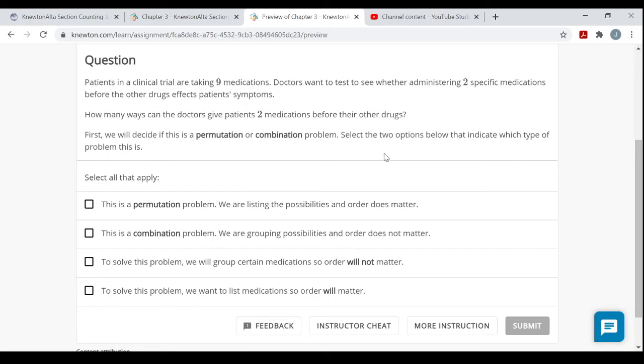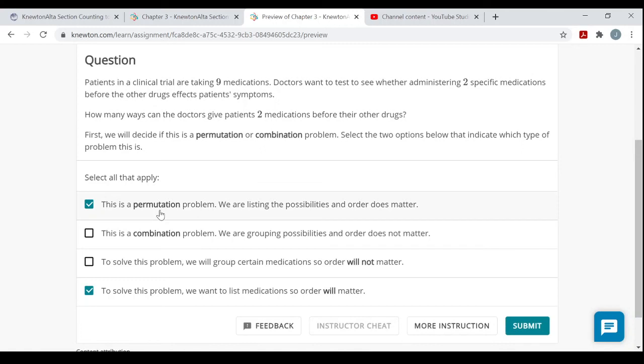But then again, because of possible side effects, maybe it would matter which order the drugs came in. All right. So I would argue that it was a combination problem, but then again, it might matter. All right. I can see an argument for both. That is unfortunate about this one. So I'm going to see what they say.